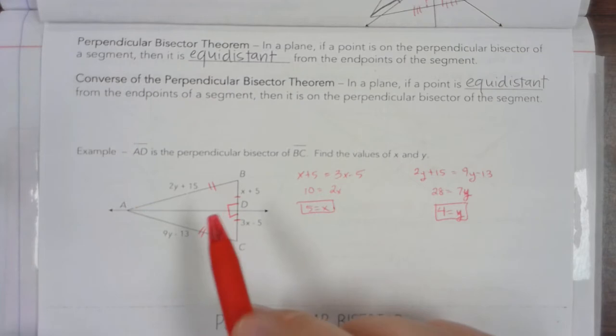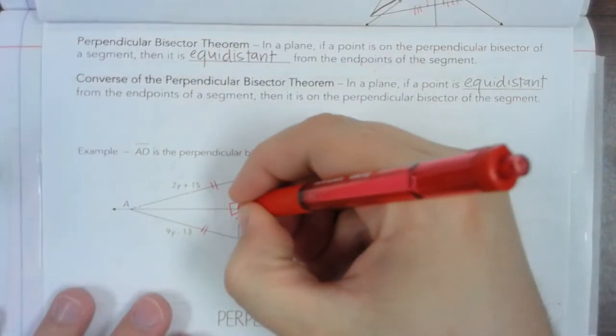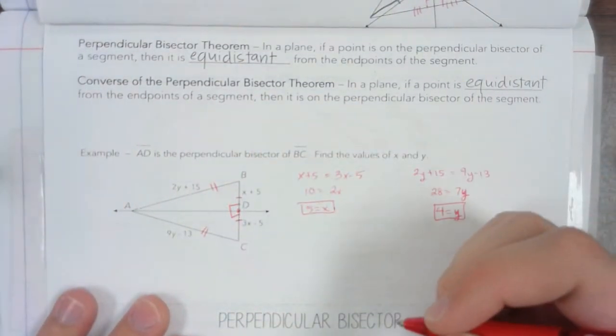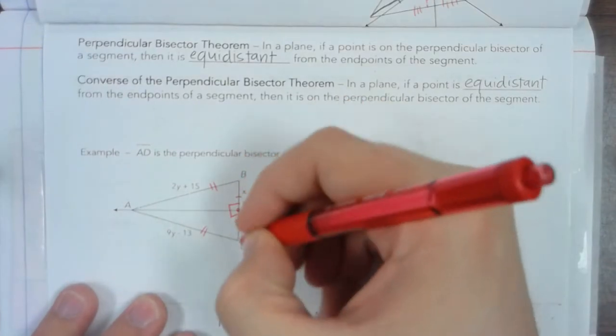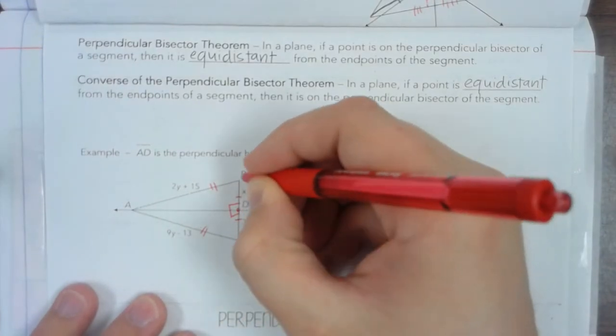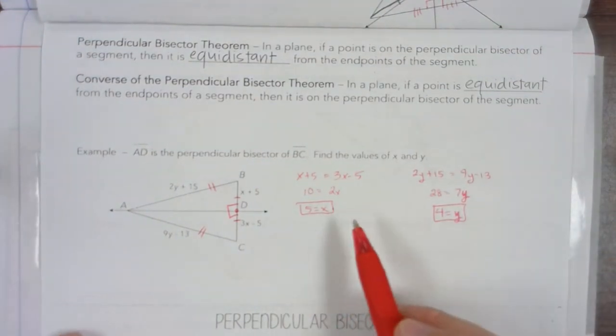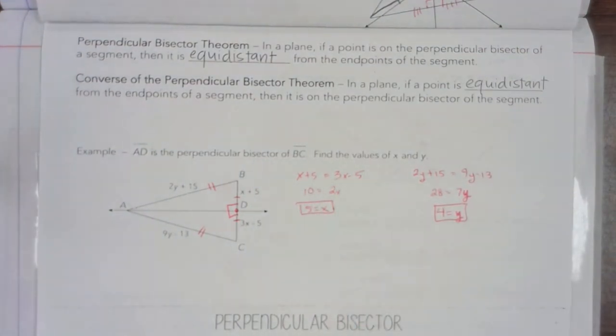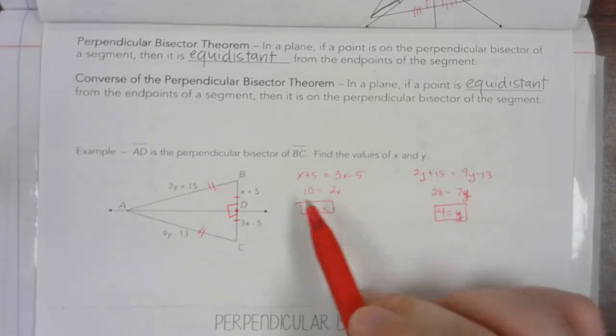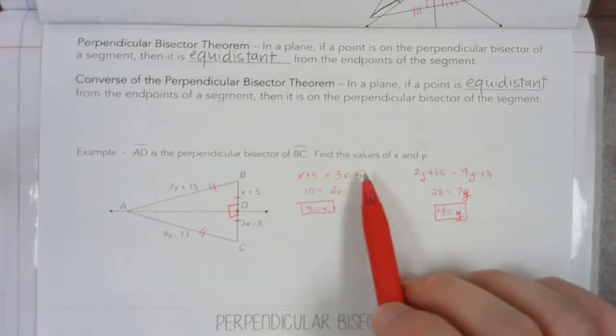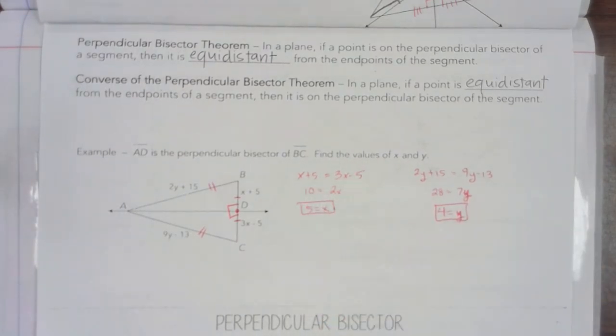Okay, so if any point is on the perpendicular bisector, then that means it is equidistant from the endpoints. So that means that the distance from D to B is equal to the distance from D to C. So if I want to solve for x, I'm going to do x plus 5 is equal to 3x minus 5. I'm going to add 5 and subtract an x. 10 is equal to 2x, so 5 will equal x.